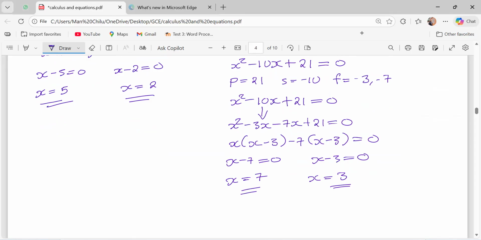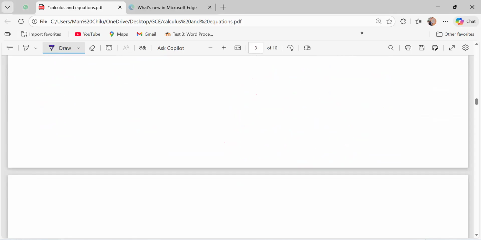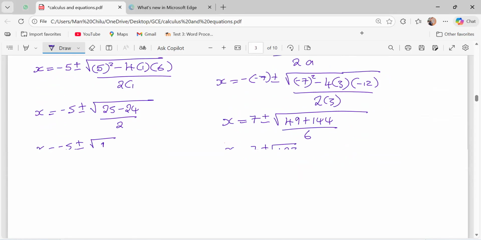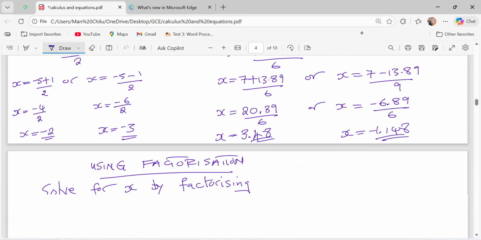So this is how you solve quadratic equations using factorization as well as using the quadratic formula.